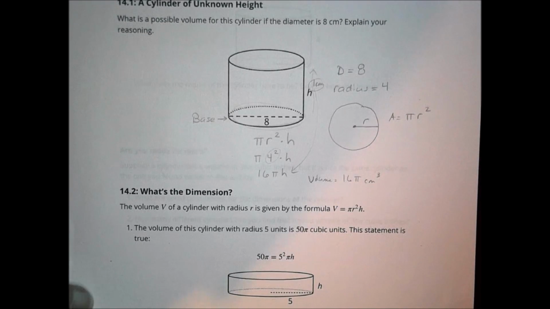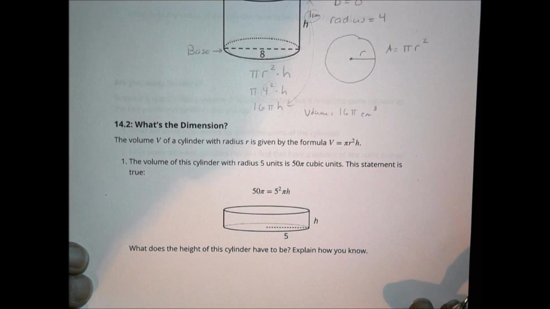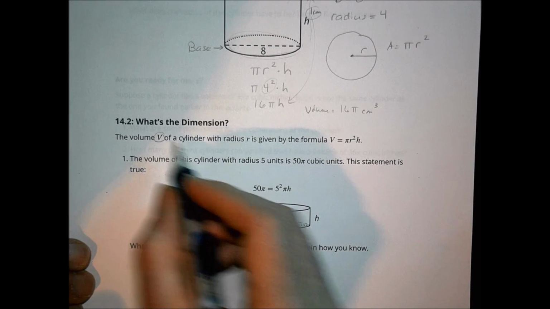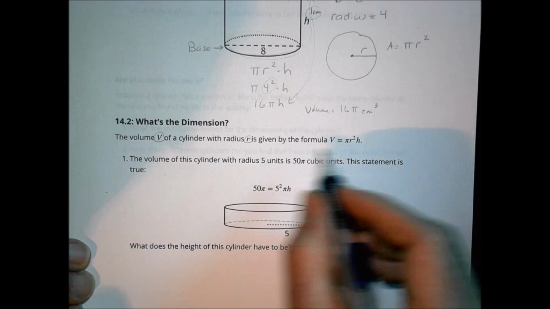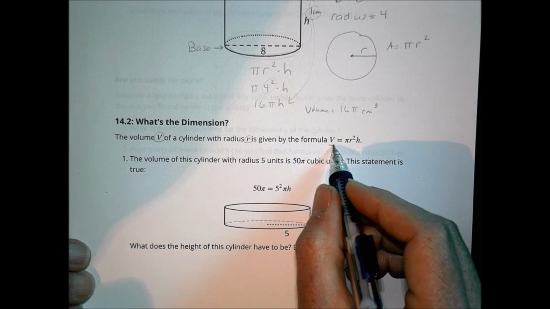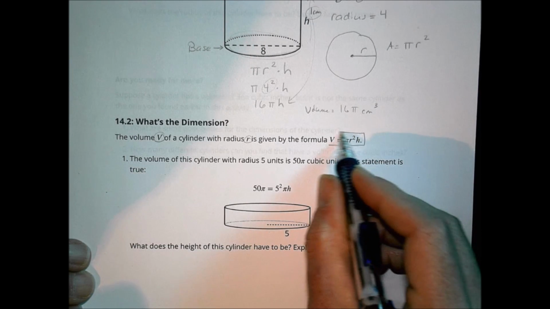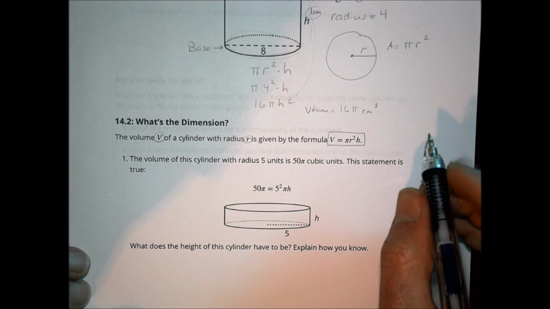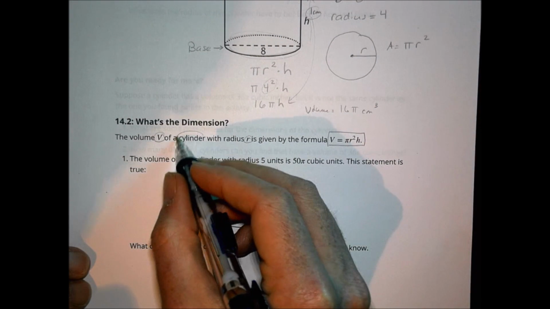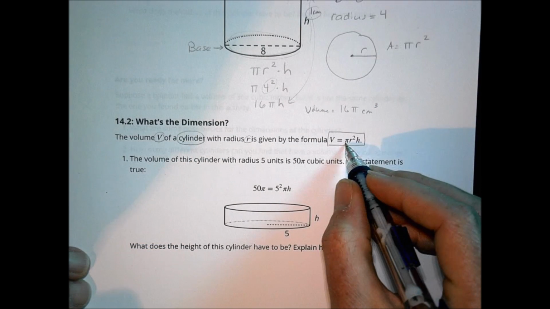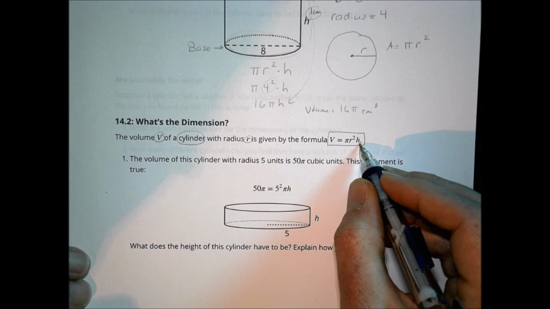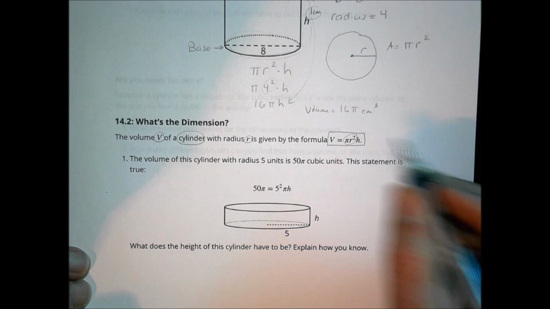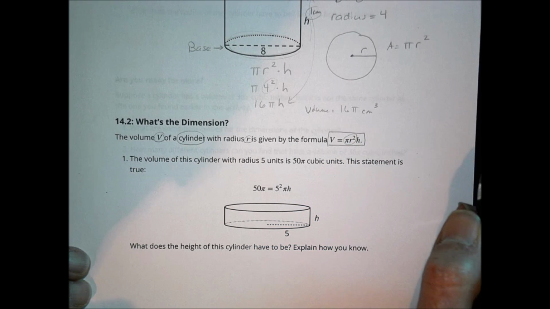When we move down to our next activity, what you did today in class, it says the volume V of a cylinder with radius r is given by the formula V equals pi r squared h. That's the formula we would use to find the volume of a cylinder, to be precise. So it's pi times the radius squared times the height, which again is the area of the base of a circle times the height.